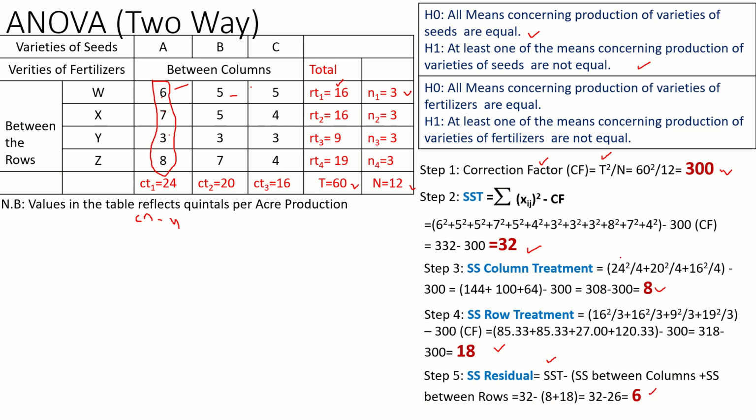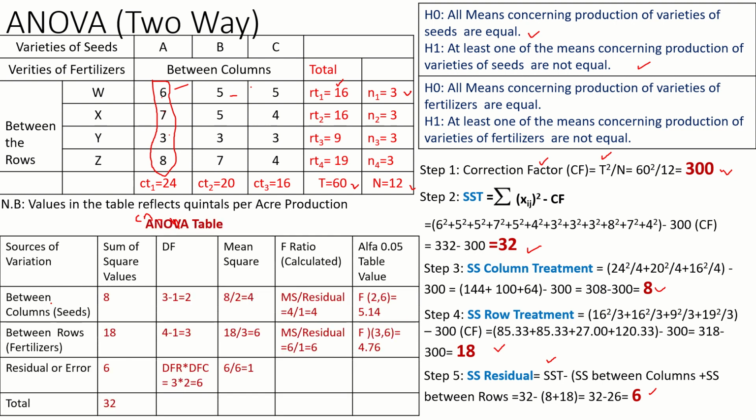Now we have the correction factor, the sum of squares total, the column treatment, the row treatment and the residual. Then we will prepare the ANOVA table. This is the ANOVA table. In columns we have taken the seed, and in rows we have taken the fertilizers. So these are the values we have put: the column treatment is 8, the row treatment is 18, this is the error or residual, and this is the total.